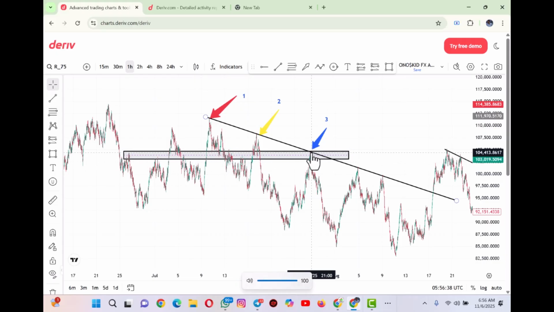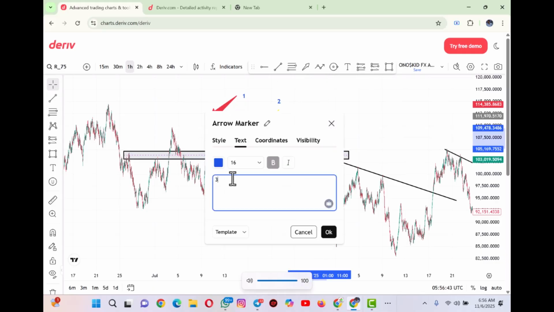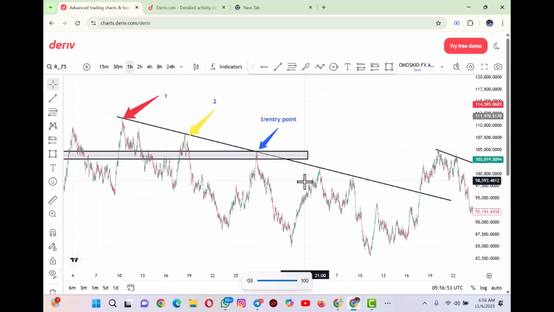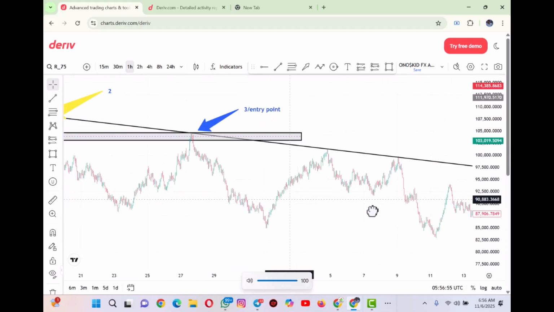So this area here becomes our third point. You can call it our third touch slash what? Entry point. Okay, they become our entry point. So once you've seen your confirmation, the next thing is what?